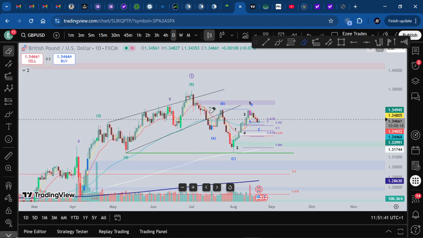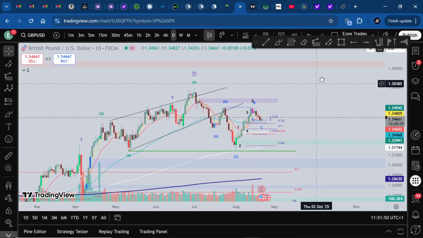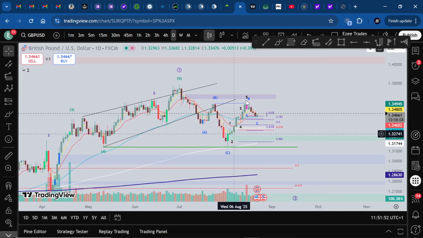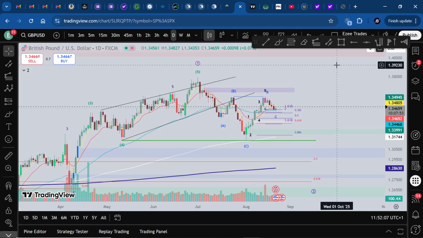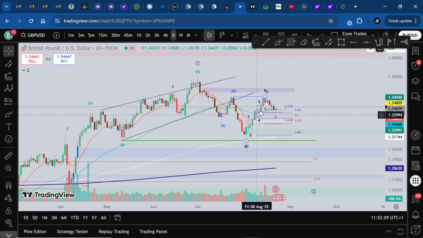ABC is complete, but this could still all be A, okay? This could be B. Okay, I can count a 5 wave move in there nicely. Sometimes these B waves will trick you and they'll actually just be A, B, C. Okay, correcting this. So I am more of the impression that's what we've got, and we get another push down.